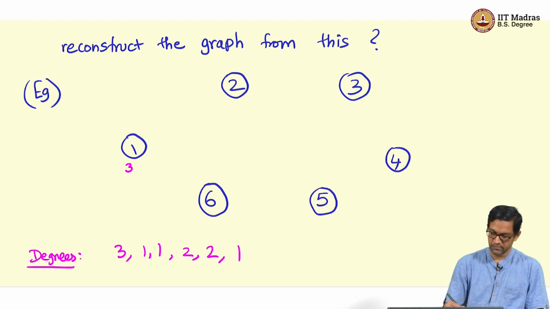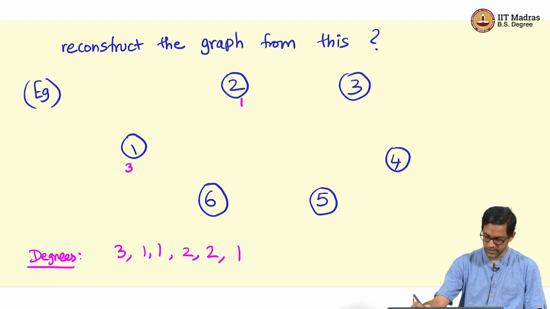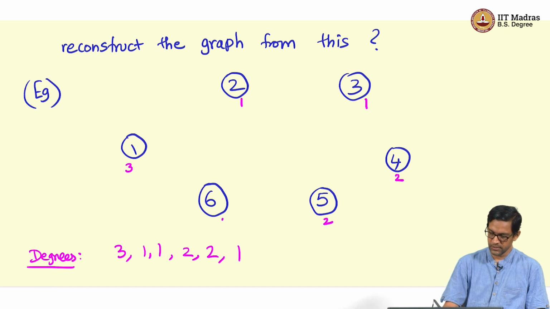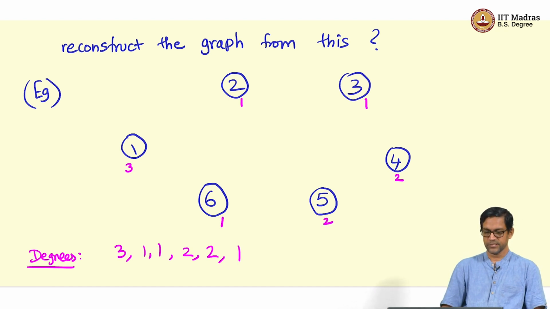So what do I mean? Vertex 1 has degree 3, vertex 2 is 1, vertex 3 is 1, vertex 4 is 2, this is 2 and this is 1. Okay, so essentially I have told you how many friends each vertex has. Now the question is, from that information can you figure out who is connected to who? Who's friend?